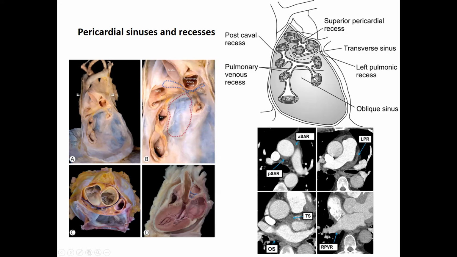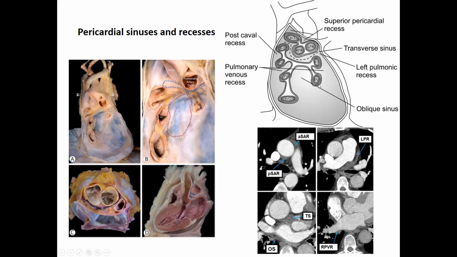Then we have the oblique sinus. The oblique sinus is a blind reflection of the pericardium. We call it a cul-de-sac, where the pericardium reflects between the left atrium anteriorly and the pulmonary veins and the IVC. Each sinus has recesses attached to it, which are small extensions from the sinuses. The transverse sinus has the superior pericardial recess, which is around the aorta, here and here, and then the oblique sinus, which is here.